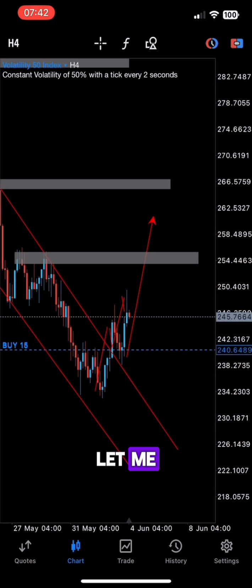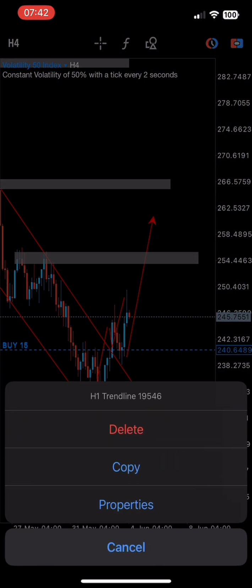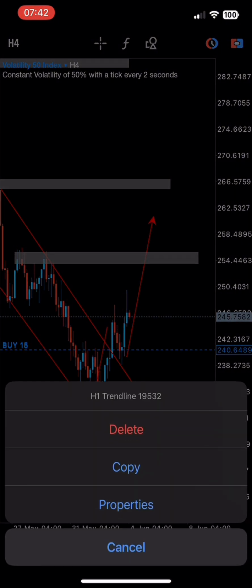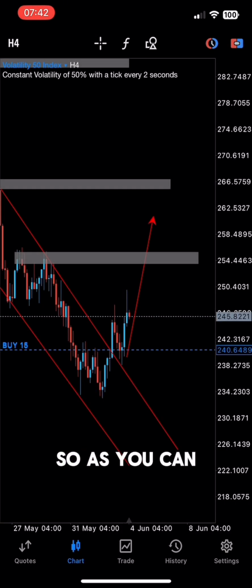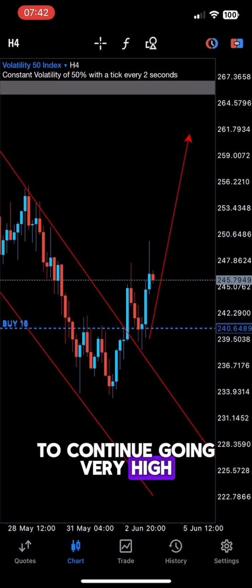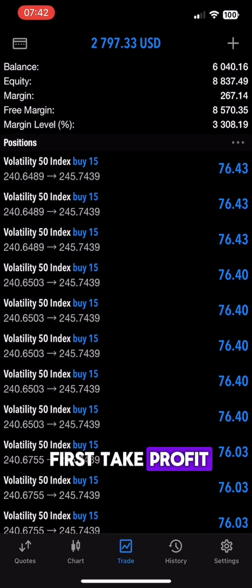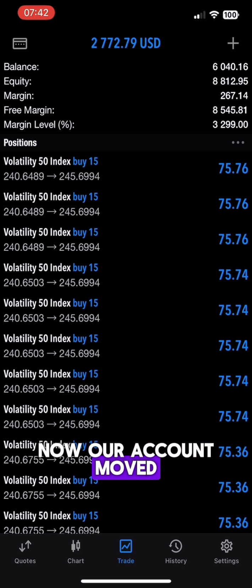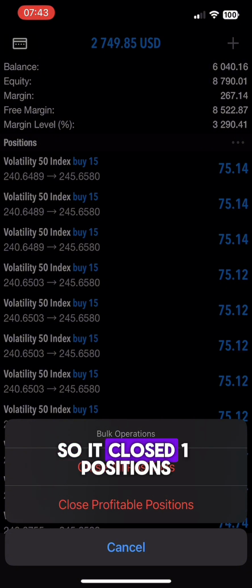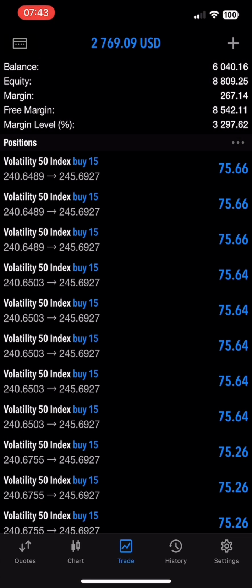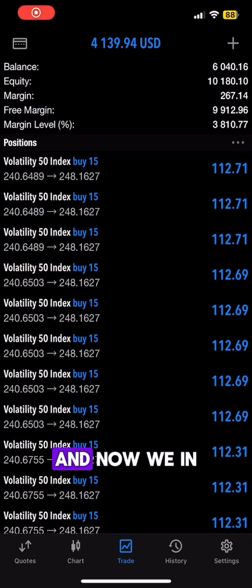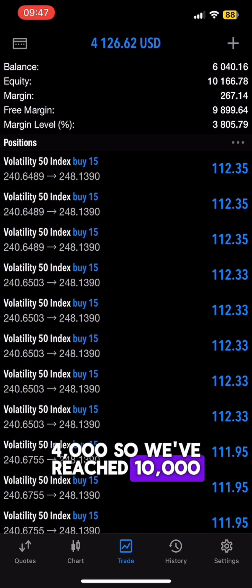Then now let me clear the chart so that you can see clearly. As you can see, the market went very high, and it is going to continue going very high, and it reached the first take profit. As you can see now, our account balance moved a little bit higher because the market reached that first take profit, so it closed one position. And now we're in 4,000, so we've reached 10,000.